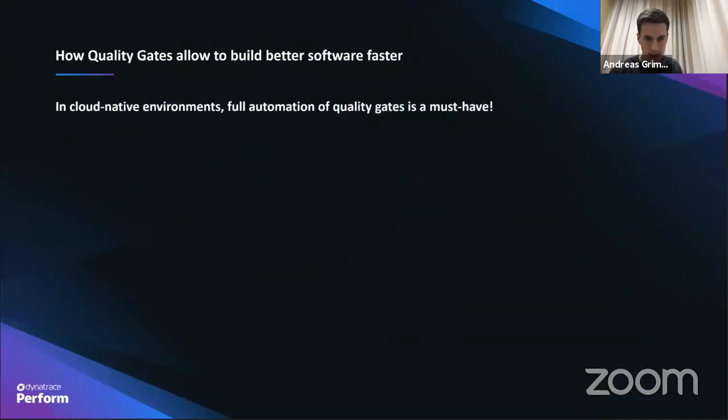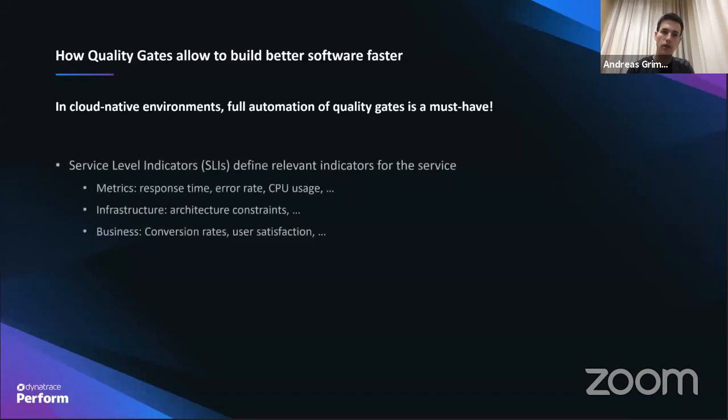And this is really essential because in a cloud native world, you have multiple deployments per day, and it's simply impossible to do these quality checks by hand. So you need a way to automate the quality checks. And here Keptn uses well-known concepts. First, it allows you to define service level indicators. And these service level indicators can be metrics like the response time, error rate, CPU usage, but also infrastructure and business metrics. And using these SLIs then allows you to define SLOs.